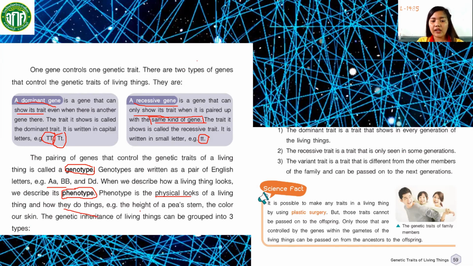For example, the height of a pea stem, the color of our skin. The genetic inheritance of living things can be grouped into 3 types.